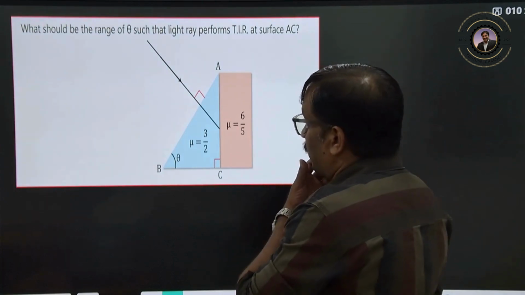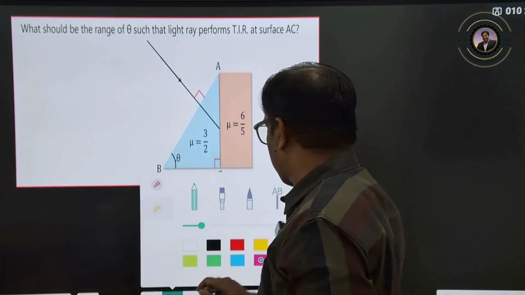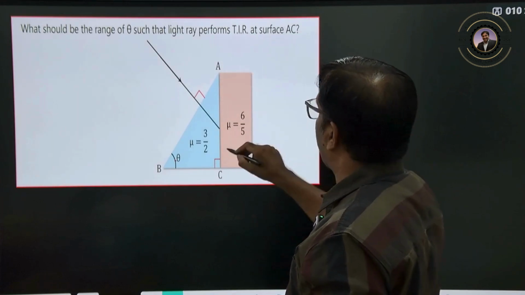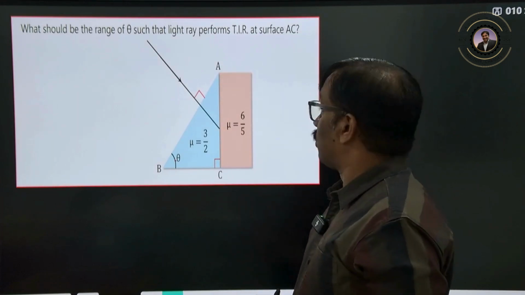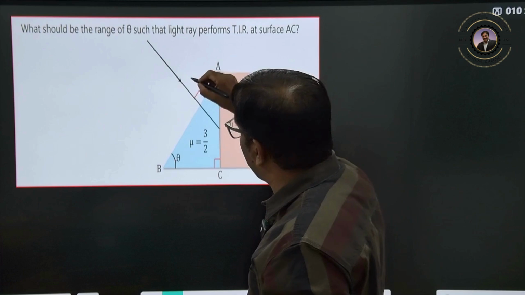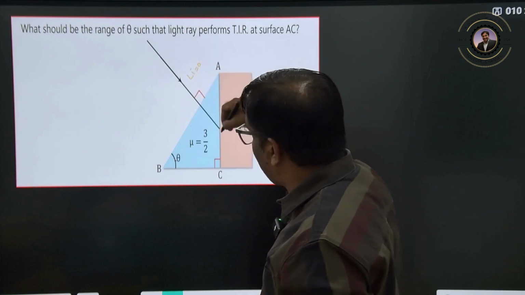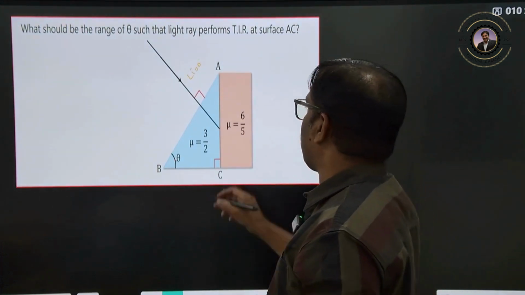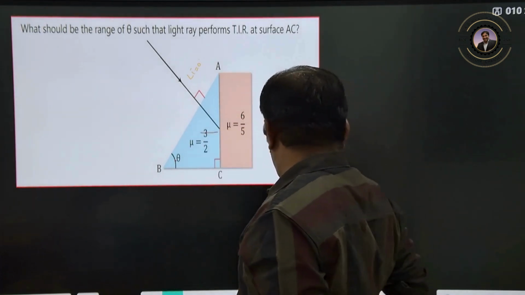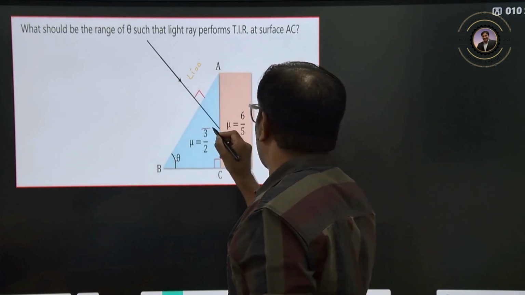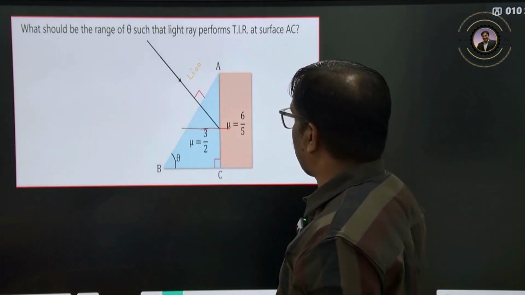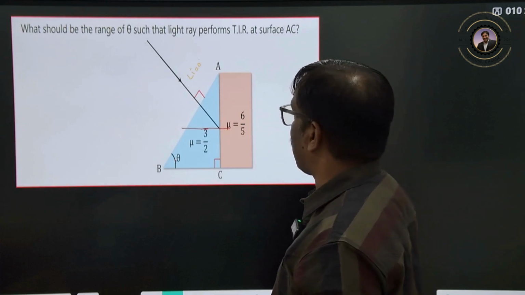Right. So what should be the value of theta, this theta, such that the light ray performs total internal reflection at the surface of this AC? So this theta we want to calculate. Here again normal incidence. Now normal incidence means what? Angle of incidence is 0 here. It directly comes onto this. Clear? So that means this is your normal here, no? So what is the normal at this point now? Here, right? So therefore it will be this one, no? Clear? So what should be the angle of incidence here now?